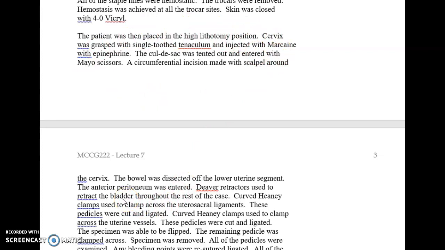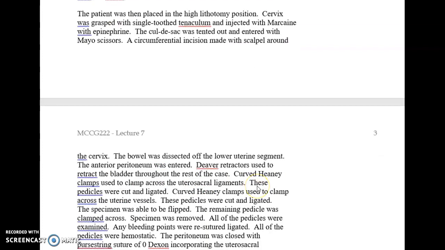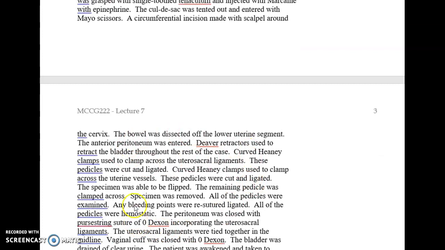And then the next paragraph is actually where it's talking about removing the goods. So they're removing the bladder off the uterus and the cervix, and then they're talking about here removing the bowel dissected off the uterine segment. So this next part is where the procedure is actually taking place.